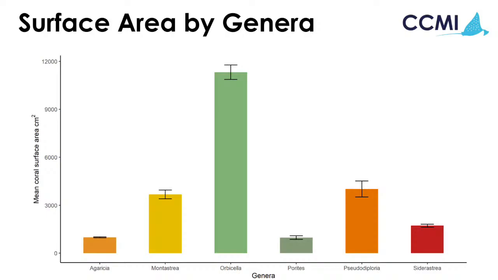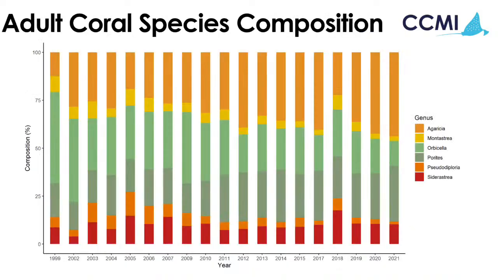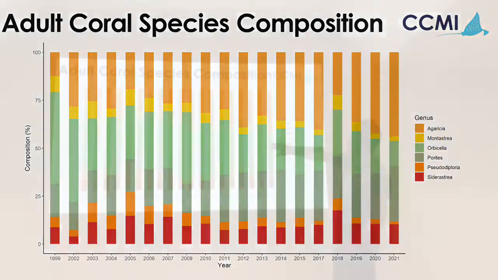So this is an adult coral species composition figure. So what I do is I take the count data and then I turn it into a percentage. So how much of that count data these different genera are. As you can see, back in 1999, Orbicella is quite dominant. It's the most dominant coral genus there. And as we come through time, we kind of funnel into this smaller. This is where we're at now with Orbicella.